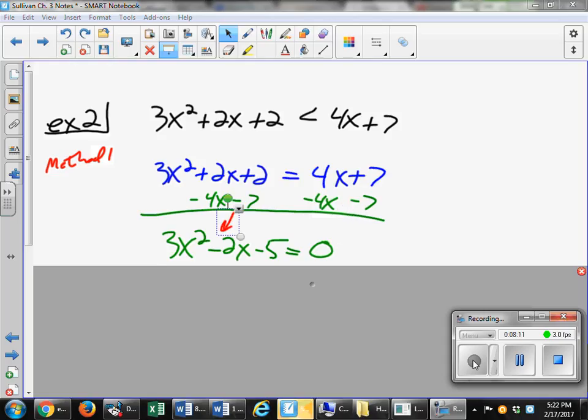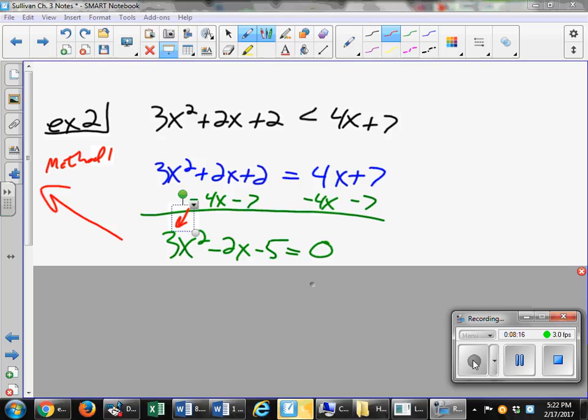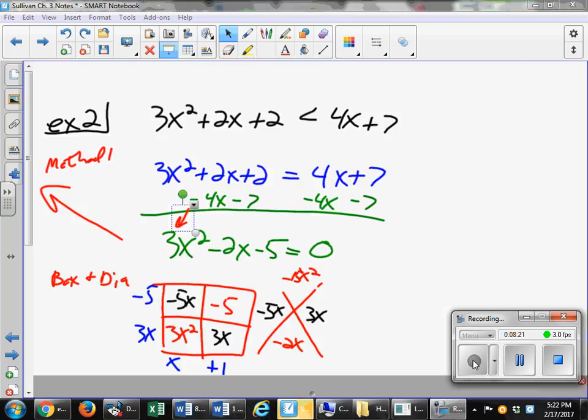Now, this one has a leading coefficient of 3, so we're going to have to use that poster over there, the box and diamond. Remember when we go through and do that, we put the first term in one corner, the third term in the other corner, and we multiply them, and our product is -15x squared. The sum, that's your second term, is going to be -2. Looking for numbers that multiply to -15x squared and add to -2, it's going to be -5x and 3x.